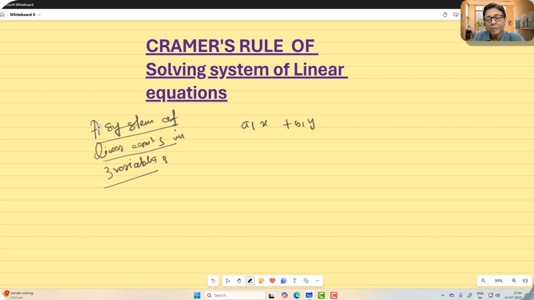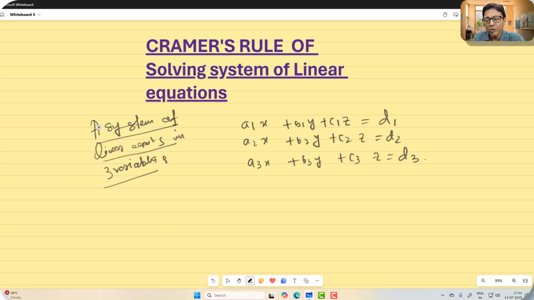Like a1x, b1y, c1z equal to d1; a2x, b2y, c2z equal to d2; a3x, b3y, c3z equal to d3. This is a system of linear equations in 3 variables x, y, z, and 3 equations are there.